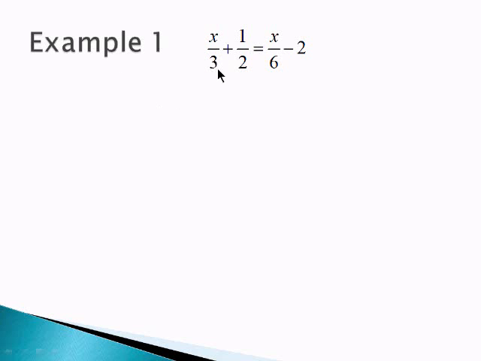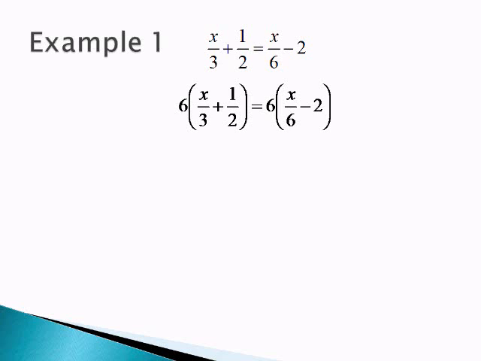What I'm going to do is take a look at all of these denominators, 3, 2, and 6. We need to find a number that all three of those numbers divide into evenly, the least common multiple. A little bit of inspection, you'll notice they all go evenly into 6. So I'm going to multiply both sides of the equation by that least common multiple, 6.